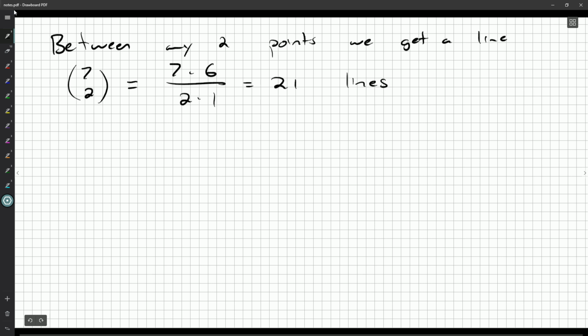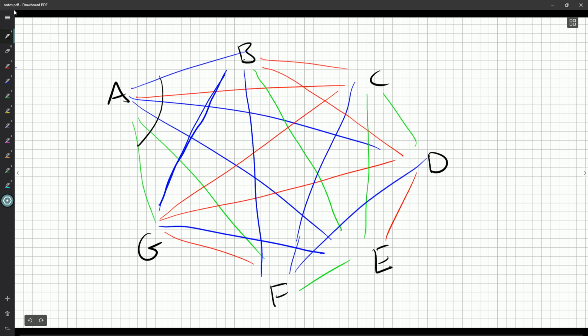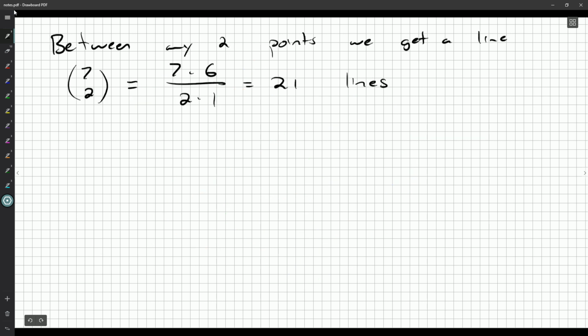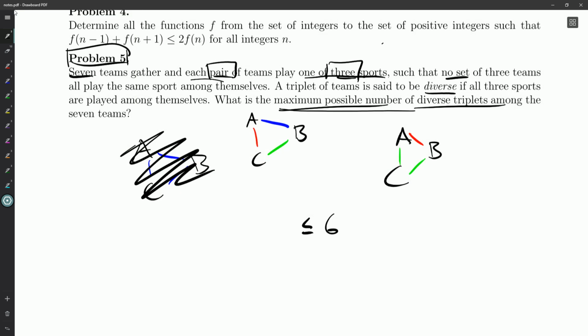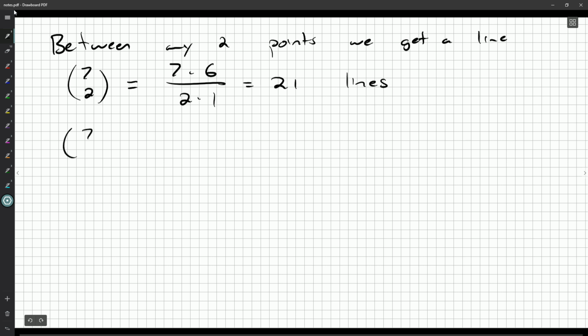Another way to say it would be A has 6 games to play. G has 5 games that aren't with A to play. F has 4 games that aren't with A or G, so 6 plus 5 plus 4 plus 3 plus 2 plus 1 is 21. That's another way to see it. Okay. How many, what are the triplets? Triples or triplets? A triplet of teams. Well, there's going to be any 7 teams, choose 3 of them, that'll form a triangle.